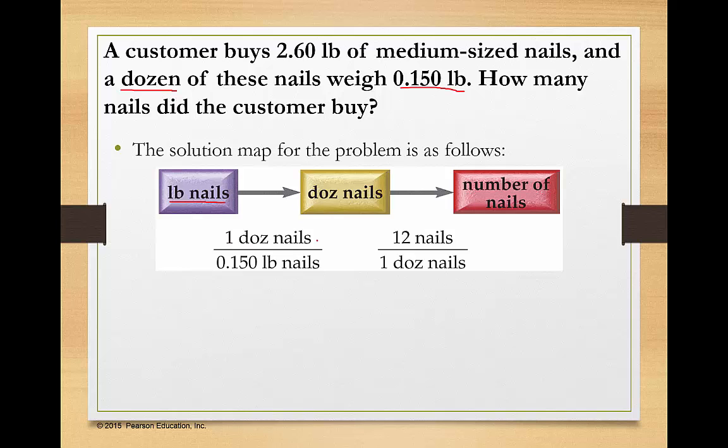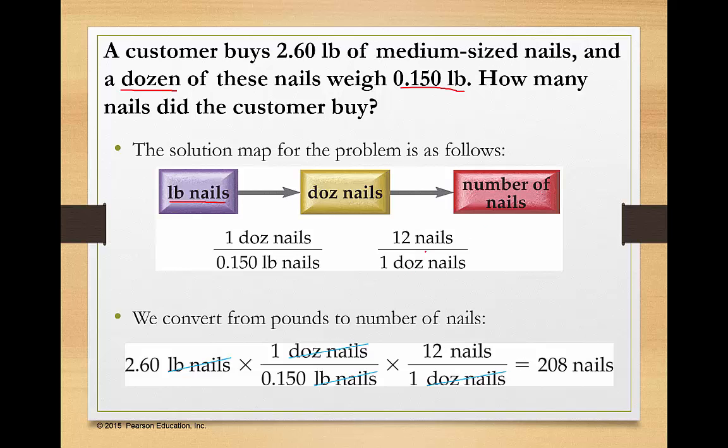Okay, so I can write it a couple of different ways. I can write it this way: 1 dozen nails over 0.150 pounds, or I could flip it over if I needed to: 12 nails, 1 dozen nails. Okay, so I have these two relationships to get me from pounds of nails to dozens of nails, and then from dozens I have this relationship that shows me the number in a dozen to get to the number.